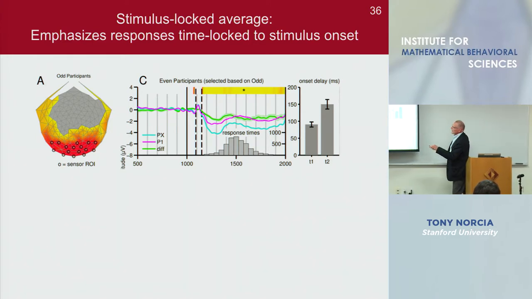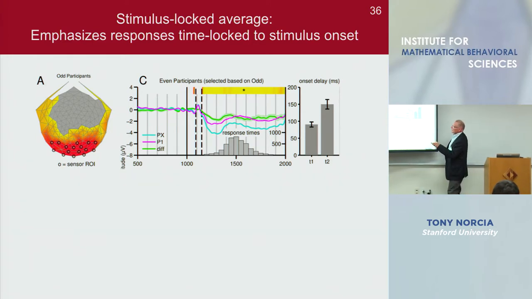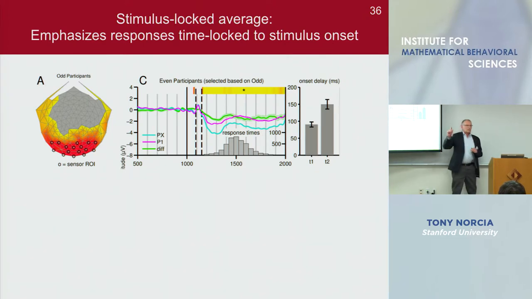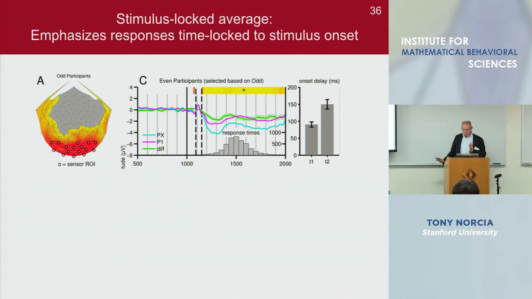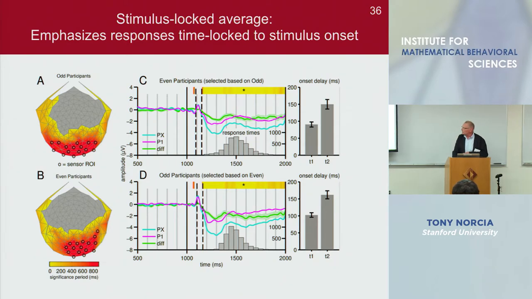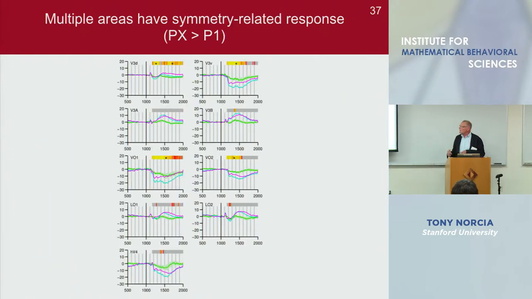And then these are the reaction times. So the brain is telling the difference between symmetry P1 and PX at 150 milliseconds, and you typically take 500 milliseconds to get the button down. So that's interesting. This is just a replication. And we can now go into the cortex, into these different regions of interest. There are a bunch of them here.